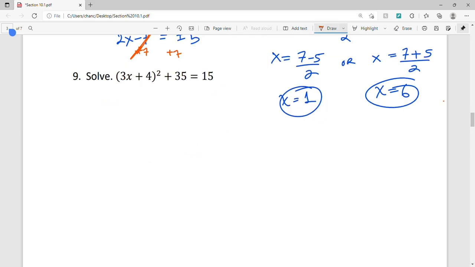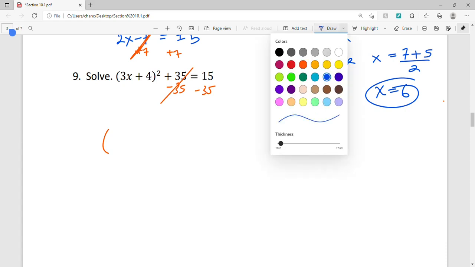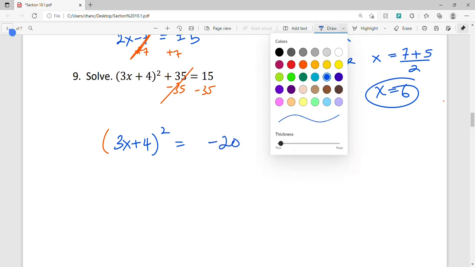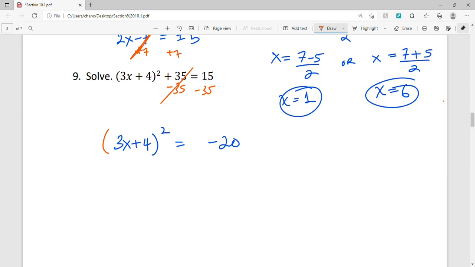In example 9, I want to do the same strategy, so we'll start by subtracting that 35 from both sides. This gives me the following. It gives me (3x plus 4) squared equals 15 minus 35, that's negative 20. Now I can take the square root of both sides. Don't forget that plus or minus.